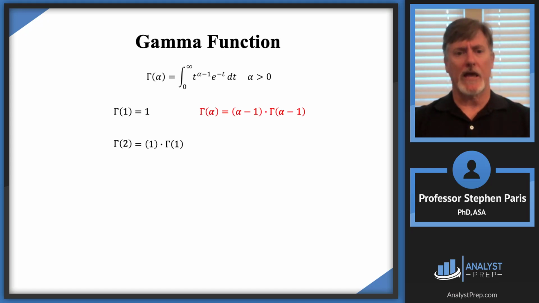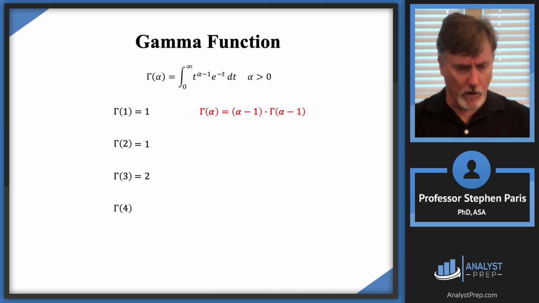And so gamma of 2, if I plug in a 2 for alpha, will be, well, 2 minus 1 is 1, so it'll be 1 times gamma of 1. And I just computed gamma of 1 as being equal to a 1, so gamma of 2 is also equal to a 1. Gamma of 3, if I go back and again use what's in red here with an alpha equal 3, gamma of 3 would be a 2 times gamma of 2, and I just computed gamma of 2 to be 1, so gamma of 3 is a 2 times 1 or 2.